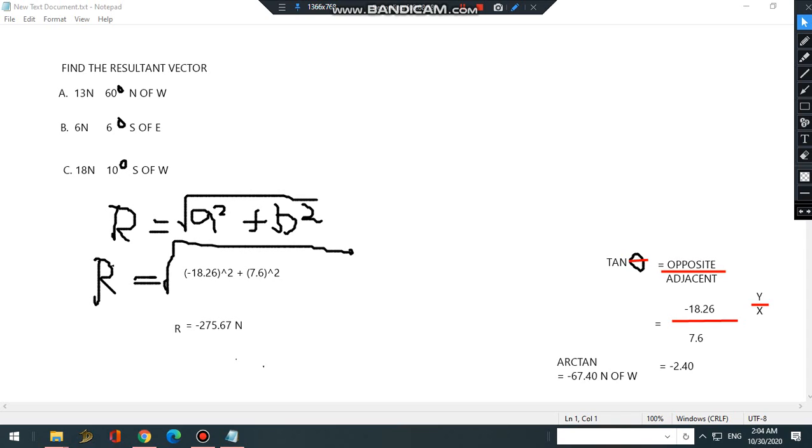So we already found our resultant vector. Then if we want to find out our angle, we have to use tangent. Tangent is equal to opposite over adjacent, then y over x. So 7.6 over negative 18.26 would be negative 2.40. But that's not the last. We have to use arctan. So shift tan, then negative 2.40, the answer will be negative 67.40 north of west.